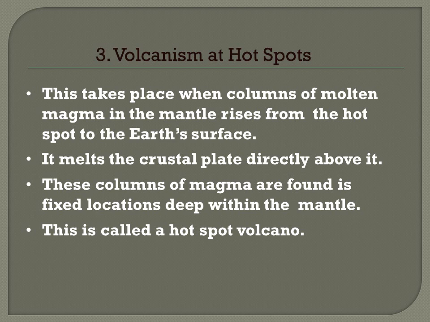So volcanism at hotspots takes place when columns of molten magma in the mantle rise from the hotspot to the earth's surface. It melts the crustal plate directly above it. Why does it melt? Because the temperature is much higher. These columns of magma are found in fixed locations, deep within the mantle. It means volcanoes cannot erupt in each and every place. No, there is a volcano hotspot where volcanoes can take place. This is called hotspot volcanoes. In India, we have Barren Island in Andaman and Nicobar. That is a volcano.